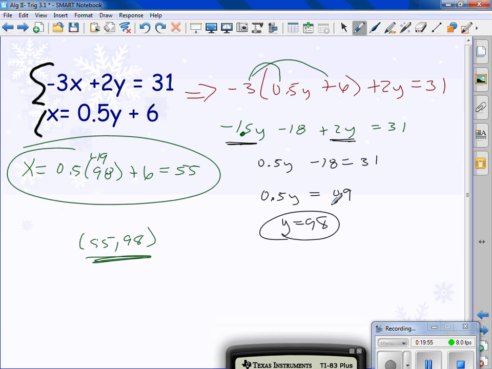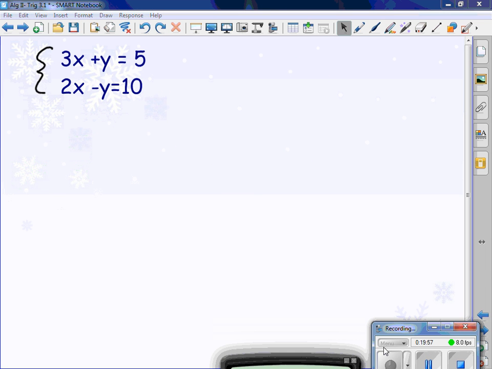Here's this next problem. I have 3x plus y equals 5, and 2x minus y equals 10. Just write it down first. Now, I'm not going to graph this. I'm going to show you substitution. I can solve this problem a total of, I think, 8 different ways. Everyone can solve it a different way. There are 8 ways, but one way is the most efficient.